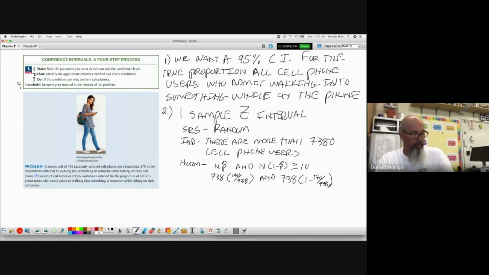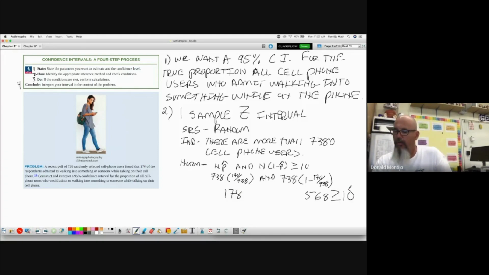So this would be 568, certainly greater than 10. And then this value here would be, what is that, 178? Certainly both of those are greater than or equal to 10. So we're allowed to do the problem.